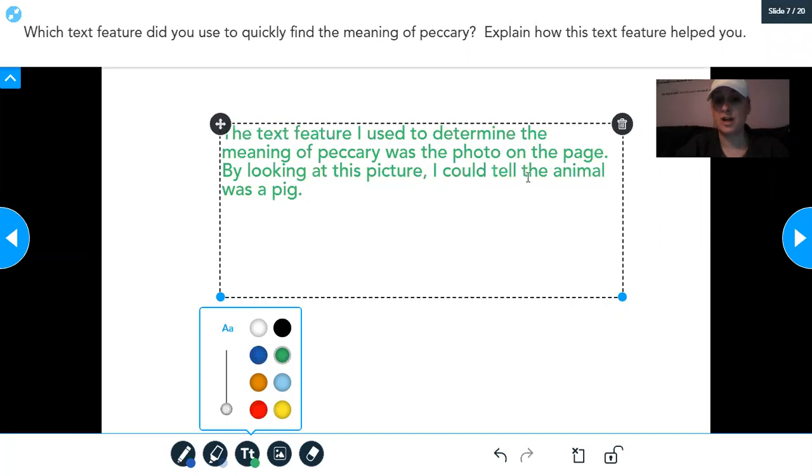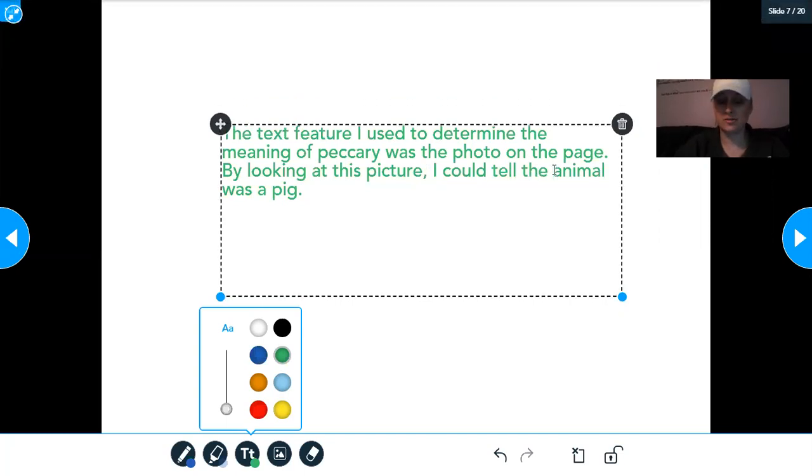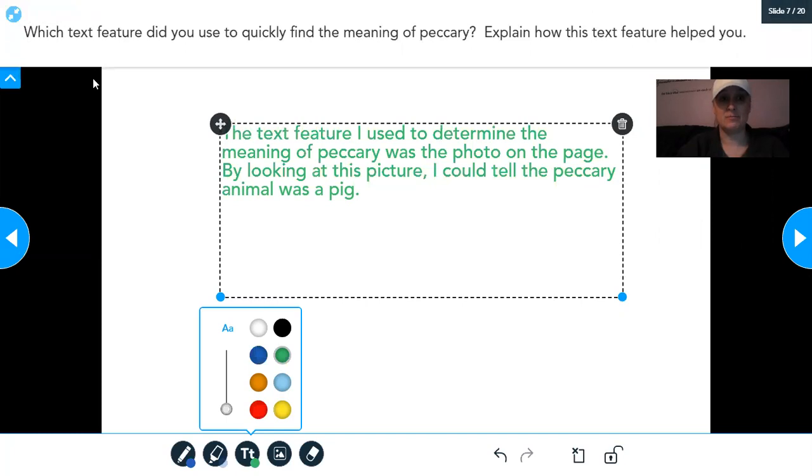By looking at this picture, I could tell the peccary animal was a pig. And then I'm answering both questions. I explained the text feature that helped me figure out the meaning of the word, and I also explained how the text feature helped me. The photo gave me an idea in my head, a picture of what it looked like.